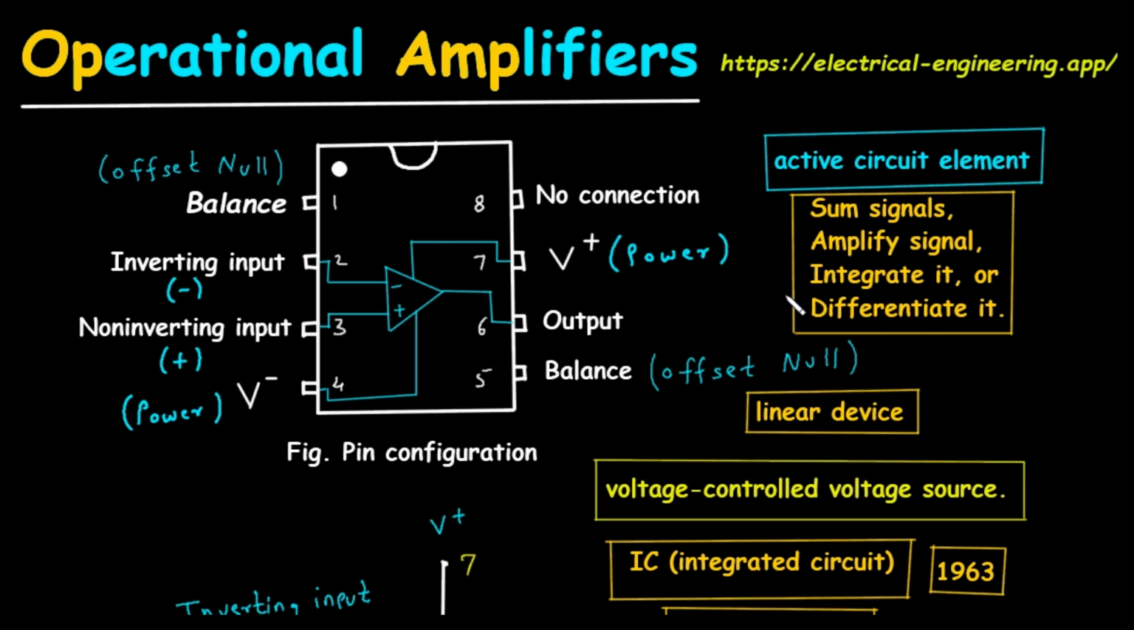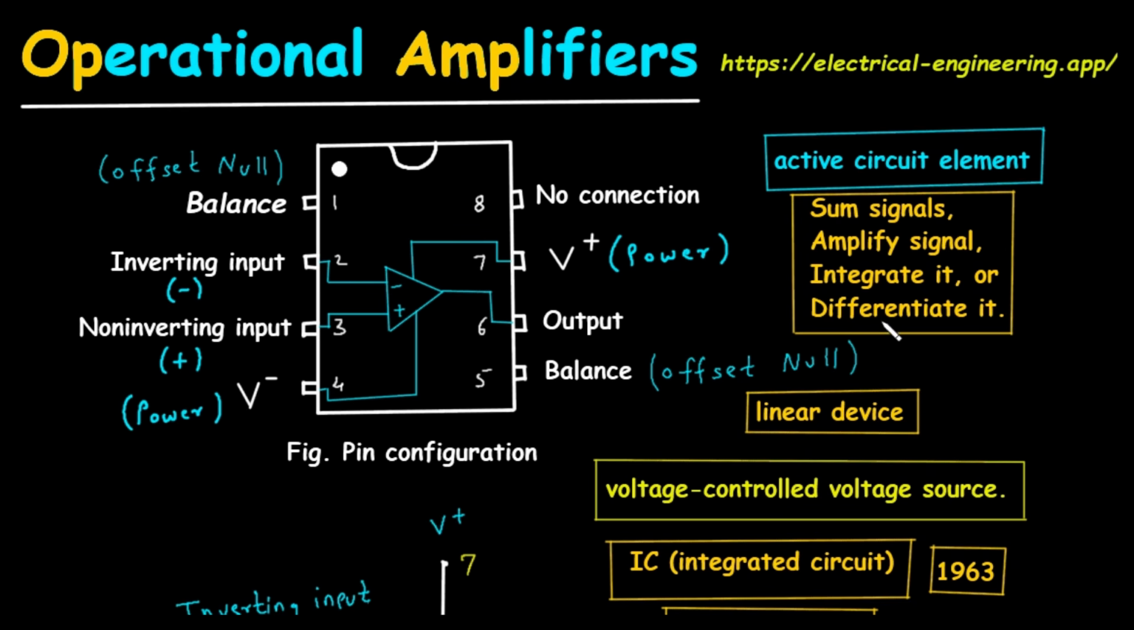Then its primary purpose is to perform various mathematical operations on voltage signals. As the note says, it can sum signals, amplify signals, and integrate or differentiate them. This is where it gets its name, operational amplifier. The specific operation it performs is determined by the external components like resistors and capacitors you connect to it.